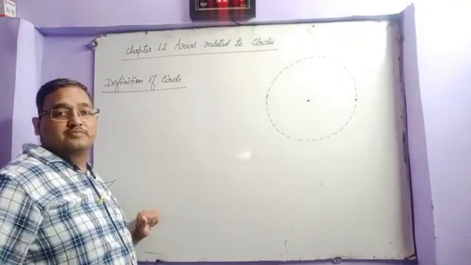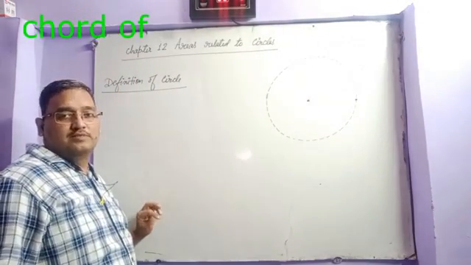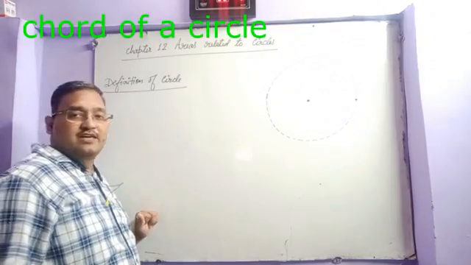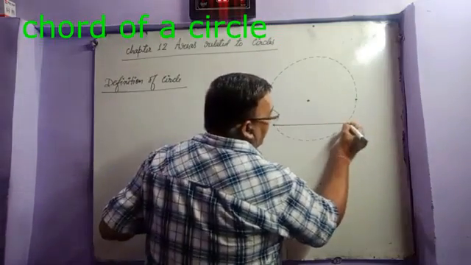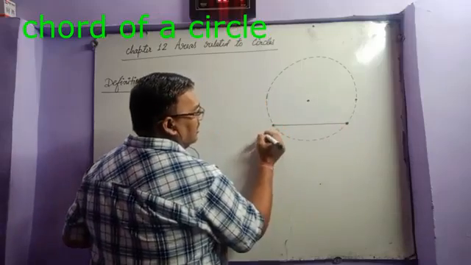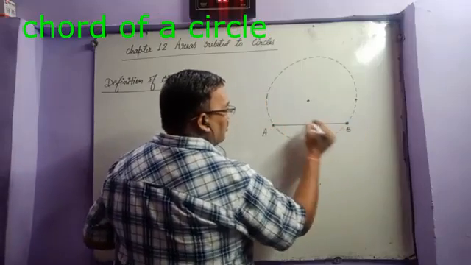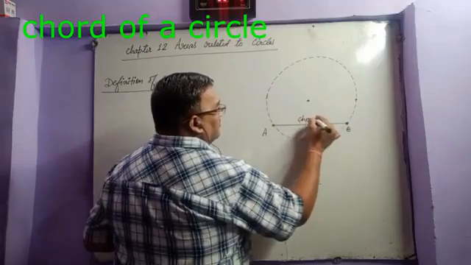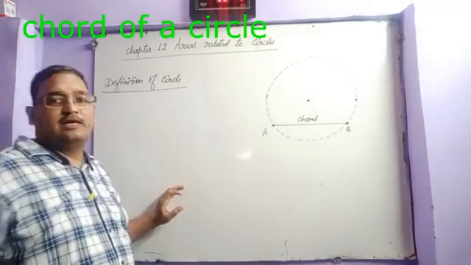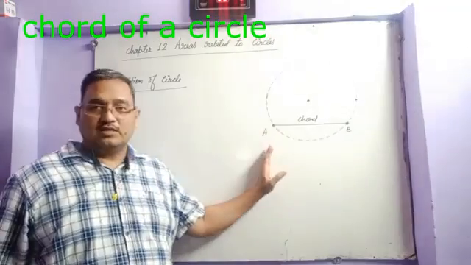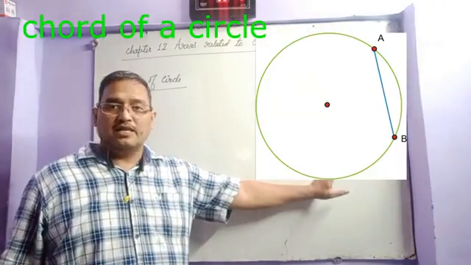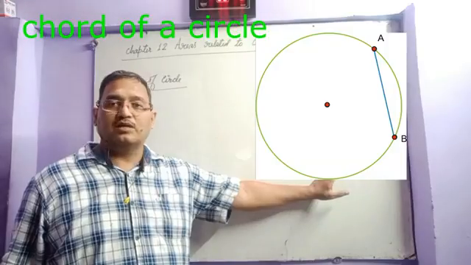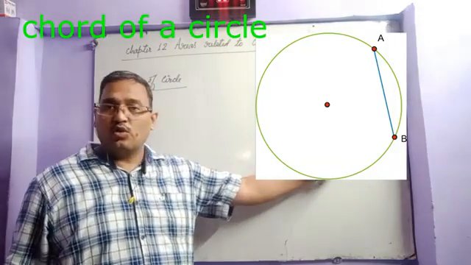Next point is chord of a circle. Any line segment whose endpoints lie on the circumference of circle is known as the chord of the circle. Once again I am repeating, chord of the circle is any line segment whose endpoints lie on the circumference of the circle.